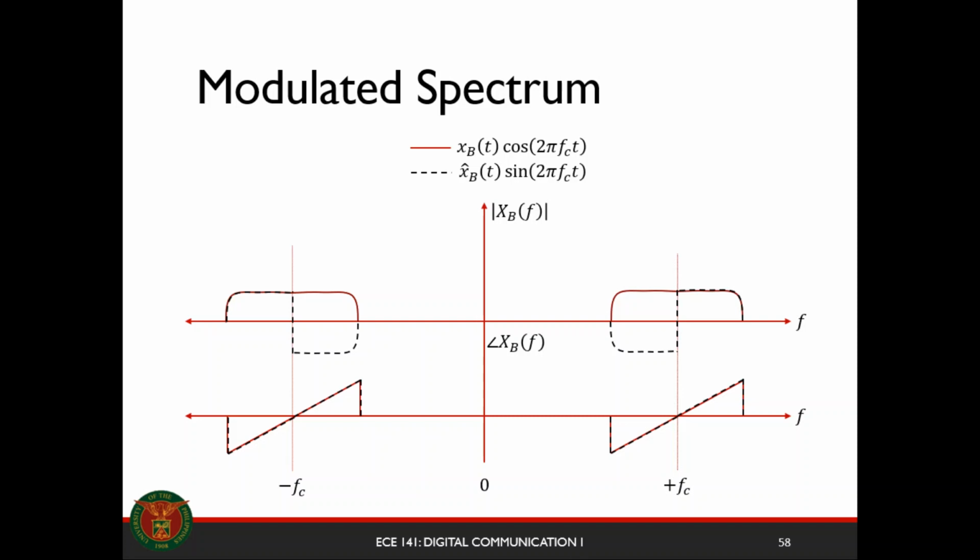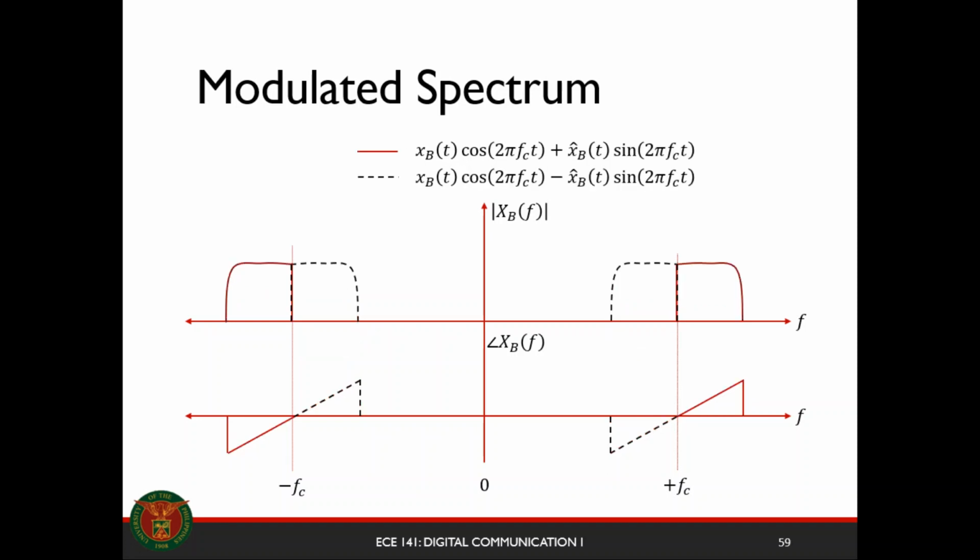If we add them, as you can see here, they have the same phase, but the magnitude is negative on the other side. Same phase spectrum, but a part of the magnitude spectrum becomes negative. If we add them, then you get your original signals. Okay? So the addition will result into these two, the red one right here, the dashed one if you get the difference. So the red one is the upper sideband and the dashed one is the lower sideband.